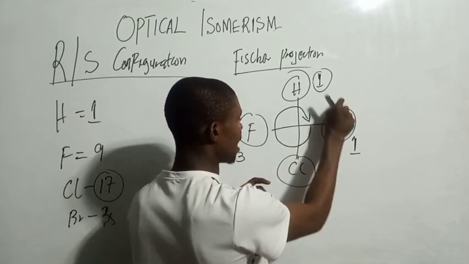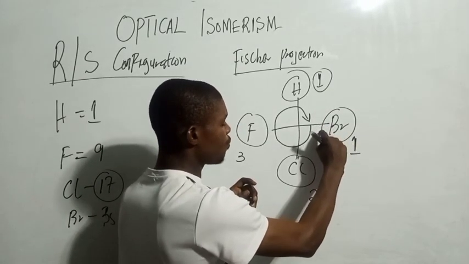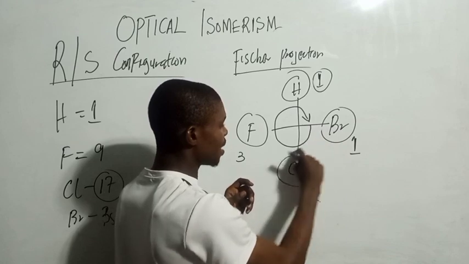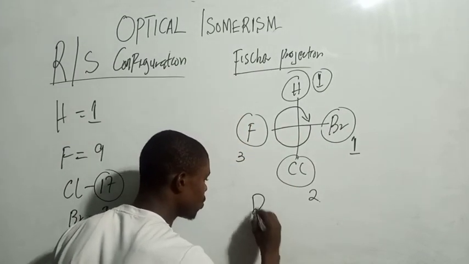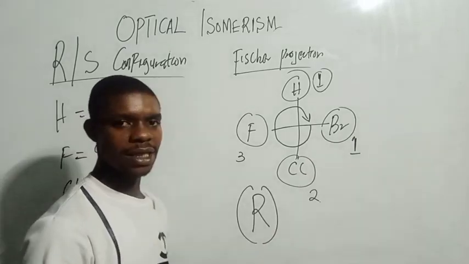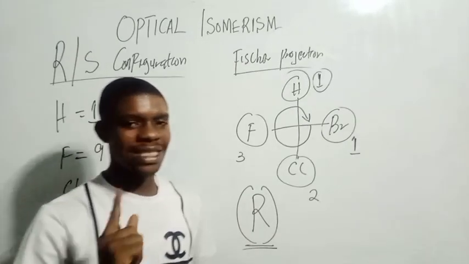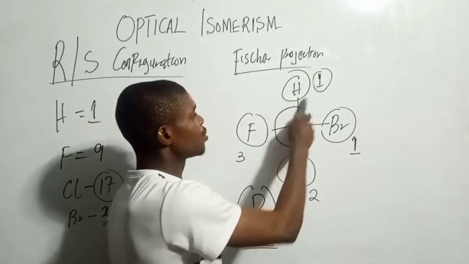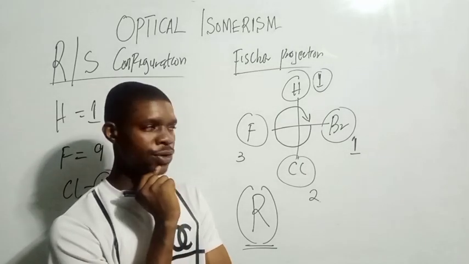The right. Do you get that? So now when the arrow moves clockwise, to the right, do you get that? To the right, that configuration is known as R configuration. Do you get that? That was R configuration. Provided, look at something, there's a condition here. Provided hydrogen, the lowest priority, is on the vertical bond.